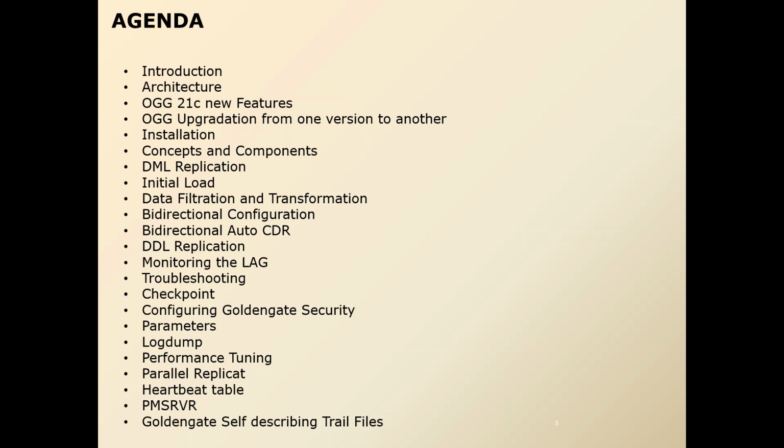Then we'll be discussing configuring security in the Golden Gate environment. Golden Gate is a product which works with data, and data is everything for any organization. A tool can give you 1,000 benefits, 10,000 benefits, 100,000 benefits, but if it cannot guarantee data security, it's of no use. So we'll discuss how to configure security in the Oracle Golden Gate environment.